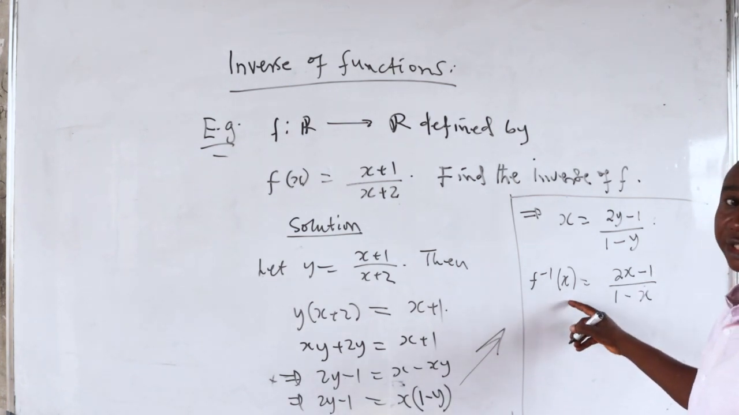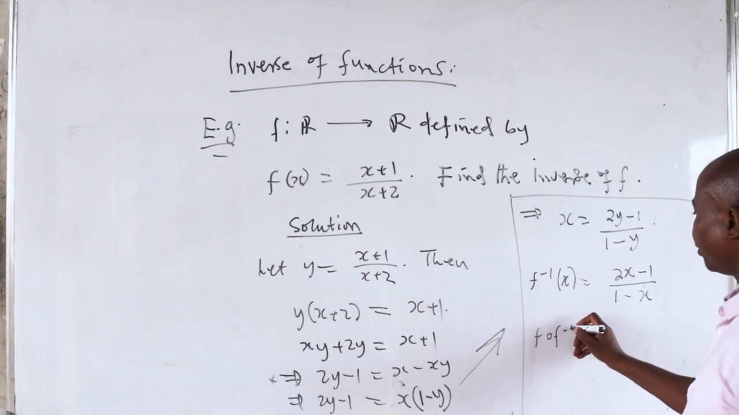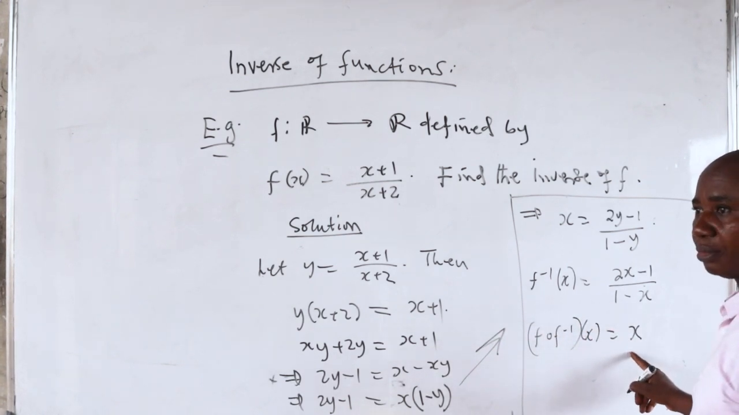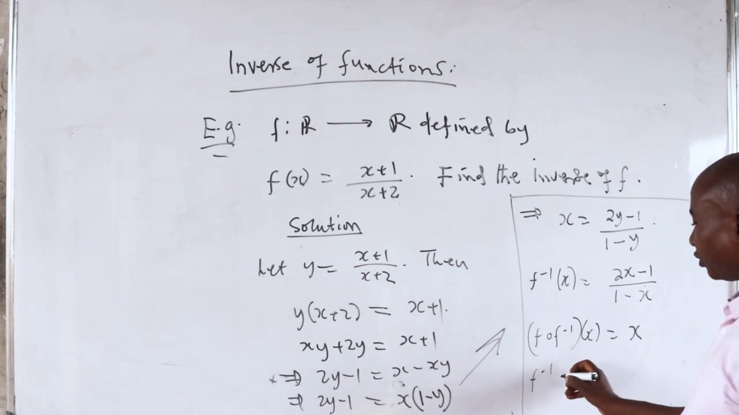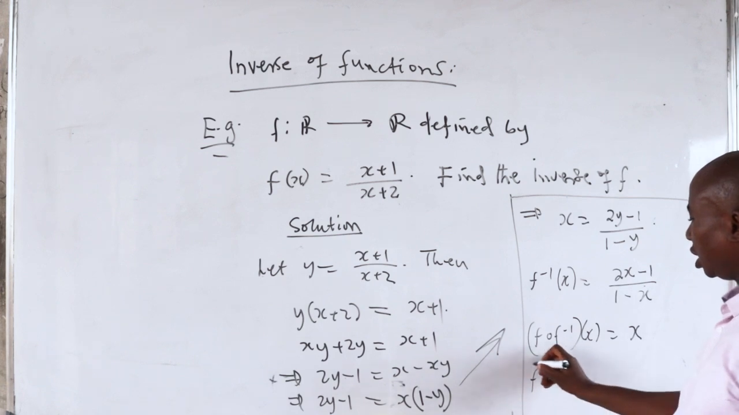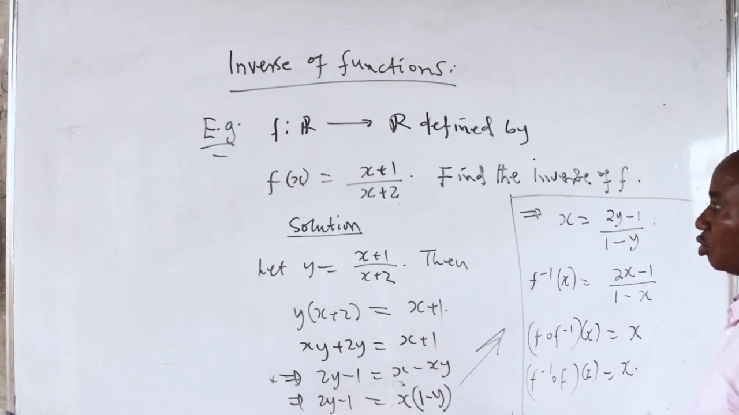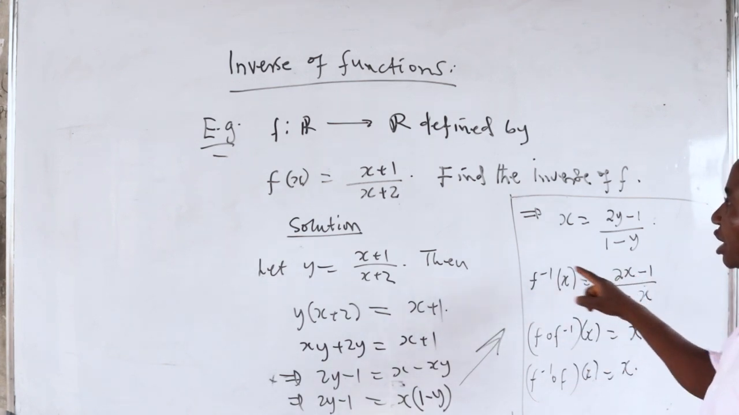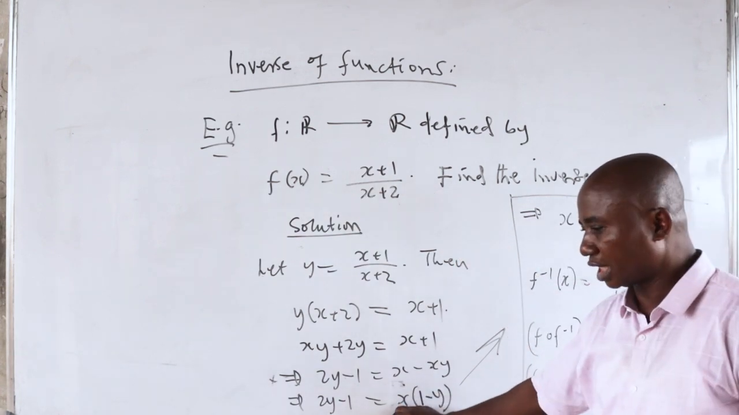And so we must check that this is true, meaning we must check that f composed with f inverse acting on x will give us x, the identity map. We must also check that f inverse composed with f, from the left now, acting on x will also give us an identity map. When we do this and we have x in each case, then we have shown that this function defined this way is the inverse of this particular function. And so we do this composition next.